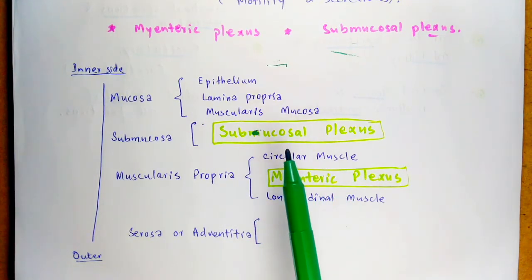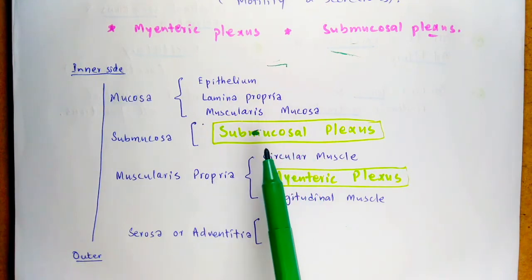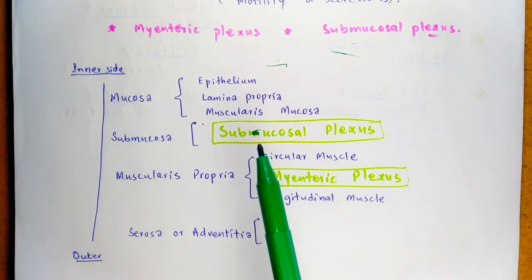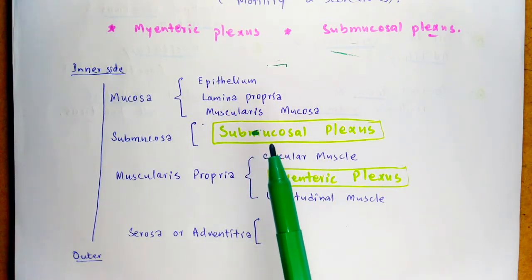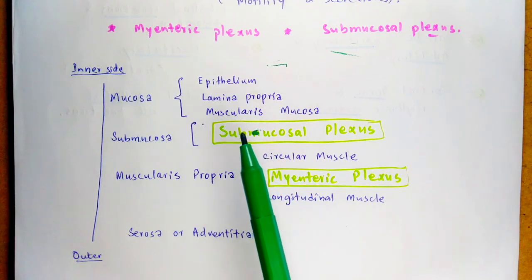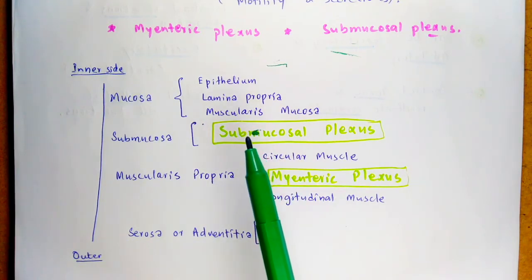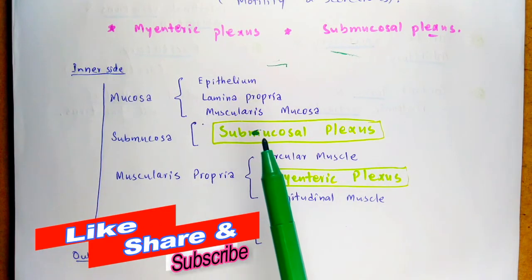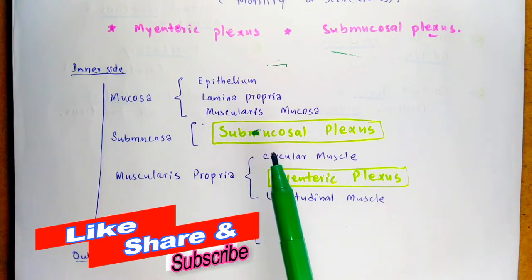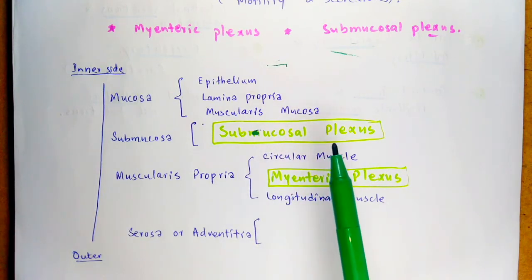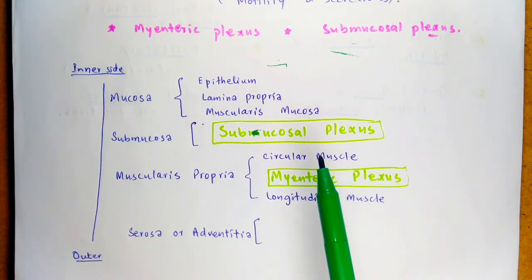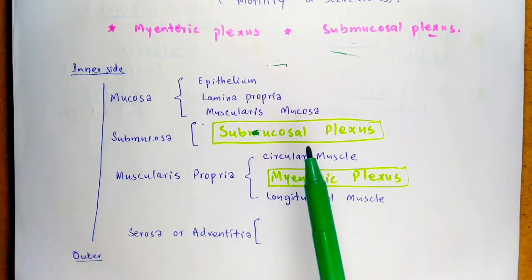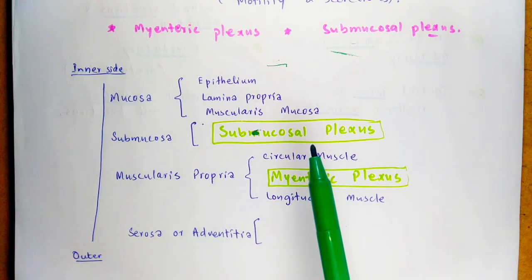The second plexus that is a component of the enteric nervous system is the submucosal plexus. It lies in the submucosa between the circular muscles and the mucosal layer of the gastrointestinal tract lining or the wall of the gut. The second plexus is the inner plexus. It is mainly concerned with the control of gastrointestinal tract secretion and the local blood flow.